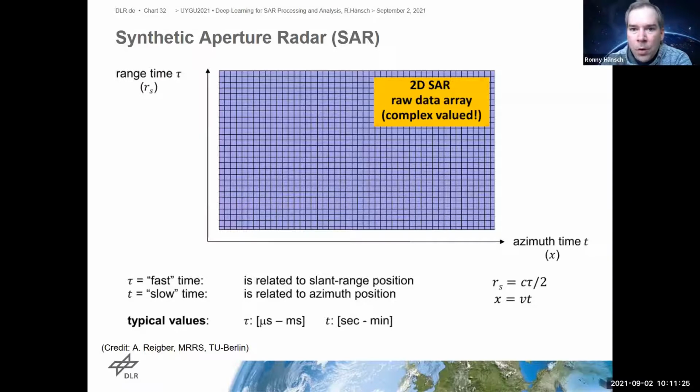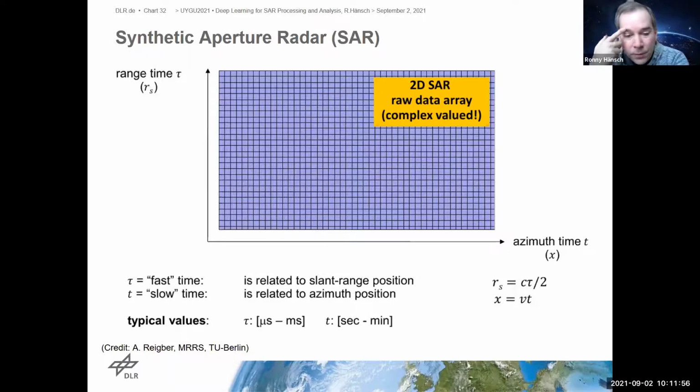A SAR image always has an orientation, an intrinsic orientation, different to an optical image, right? The optical image I can turn as I want. This is not possible for a SAR image. So for a SAR image, there's always an azimuth direction and always a range direction. And the things you will see in a SAR image behave very, very differently in those directions. So if you show me a SAR image, I can tell you in which direction the sensor was looking, right? This is not really true for an optical image.